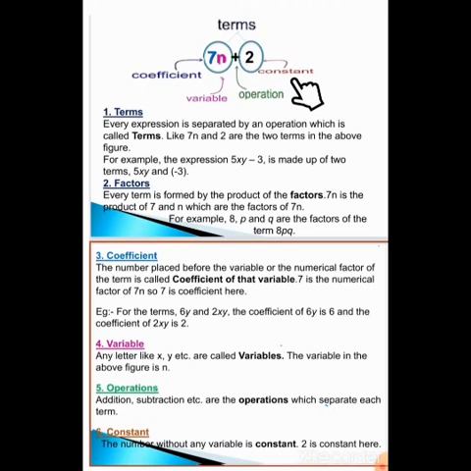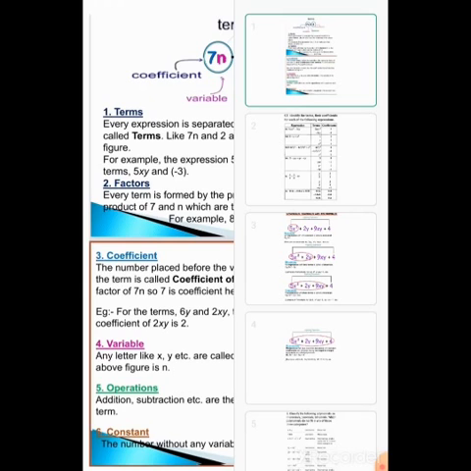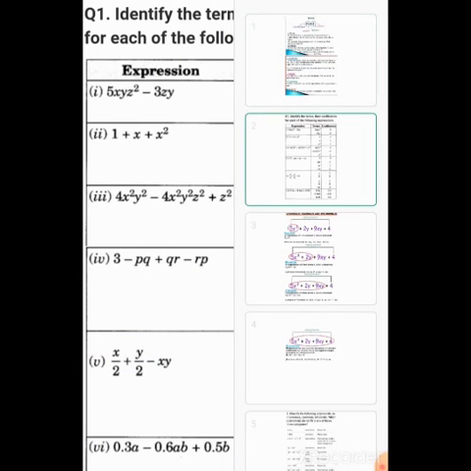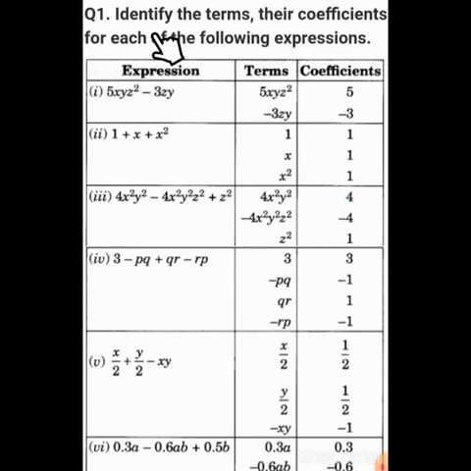Now we start exercise 9.1. Question number 1: Identify the terms and their coefficients for each of the following expressions. Here expressions are given. We have to find out the terms, and in each term we have to find out the coefficient.